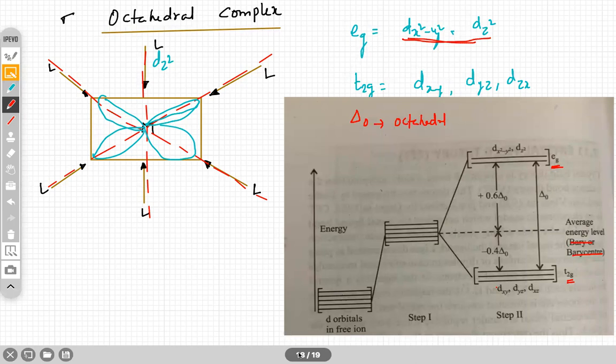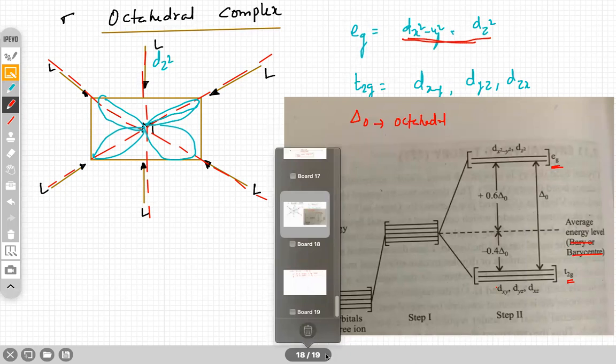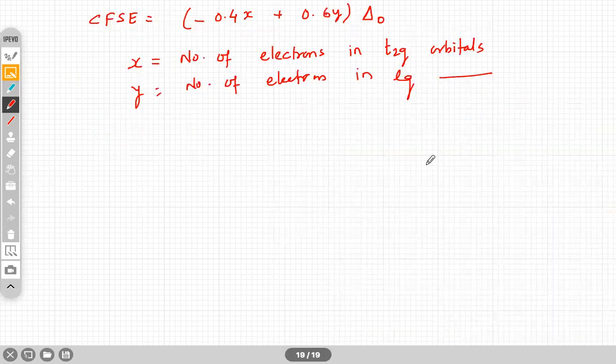So, you see here, I was talking about this CFSE. Once you know the number of electrons in the two orbitals, you have the value of X and Y, and then you can find out CFSE in terms of delta O. Delta O for a given complex will have a fixed value. It's not like this value is universal like the gravitational constant. Delta O will differ for different complexes. It has a different value for each complex. It's not constant for all complexes.